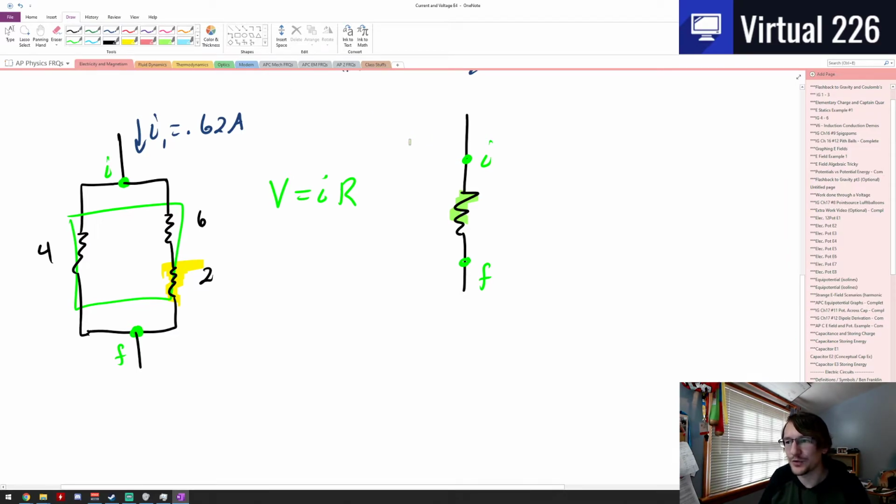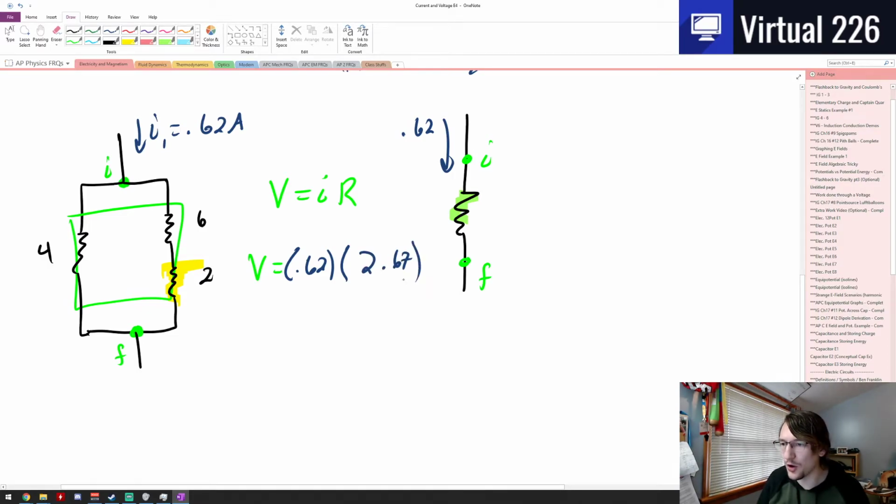I could then find the voltage from the initial to final. So what I'll say is, this voltage is going to be equal to the current running through it, which was this 0.62, so it's still 0.62 over here. And then what's the equivalent resistance of this? Well, we already knew that. That's going to be our 2.67 ohms from before, which means that our voltage drop across this parallel branch here is going to be 1.66 volts.